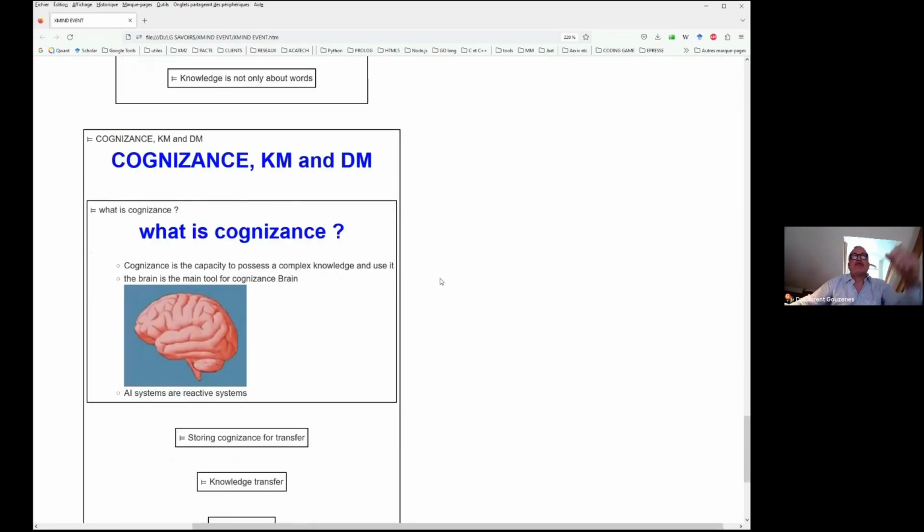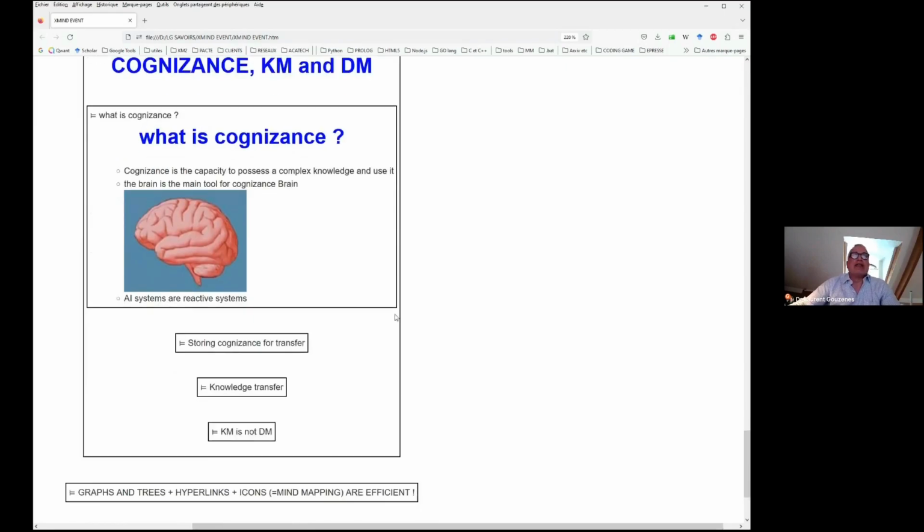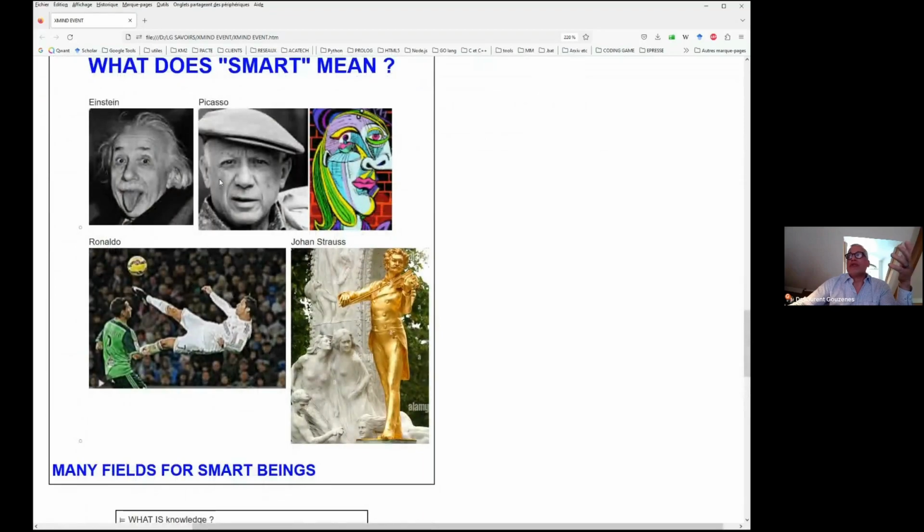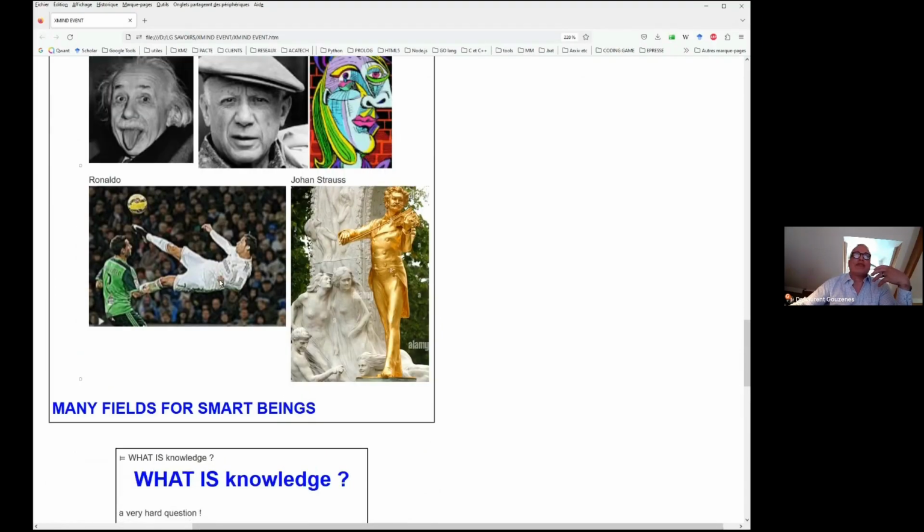Connaissance is an English word. It's an old English word. It says this is knowledge that we have in our brain. This is what allows us to process the world around us. So if we think about these guys here, they all have different cognizance. They all have a brain, but they use it very differently. They know different things and they process it differently.